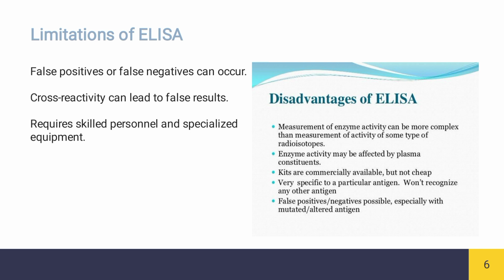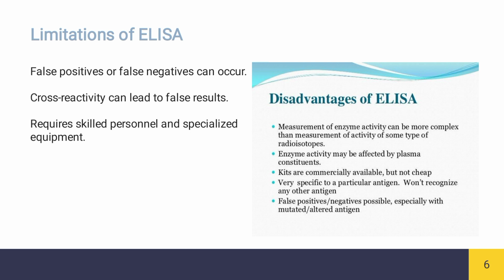What are the limitations or disadvantages of ELISA? Limitations of ELISA. False positives or false negatives can occur. Cross-reactivity can lead to false results. It requires skilled personnel and specialized equipment. Measurement of enzyme activity can be more complex than measurement of activity of some types of radioisotopes.